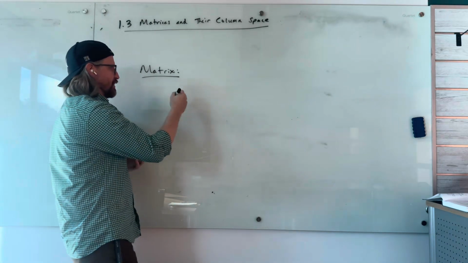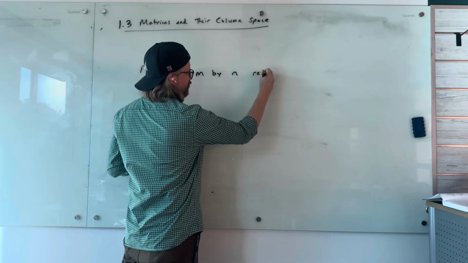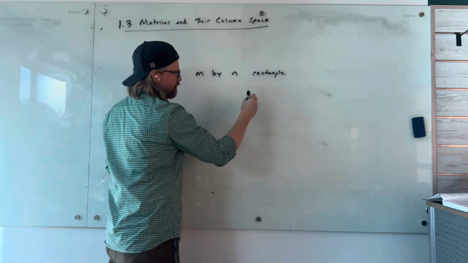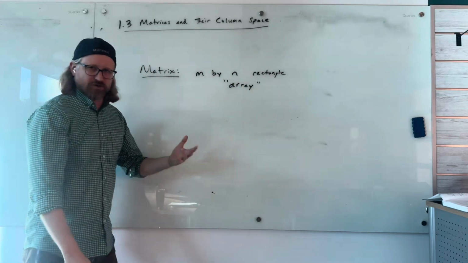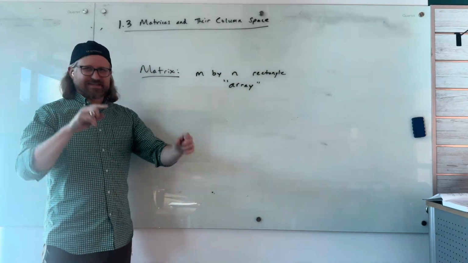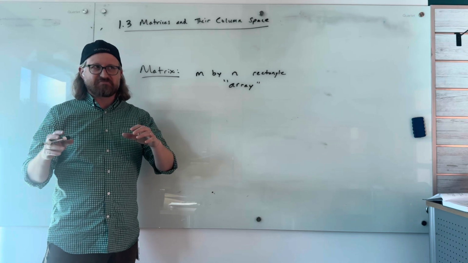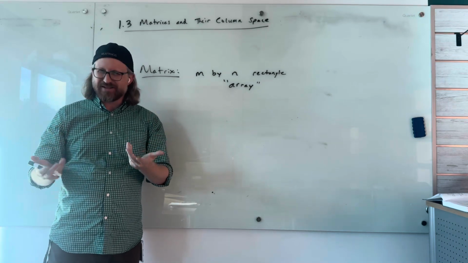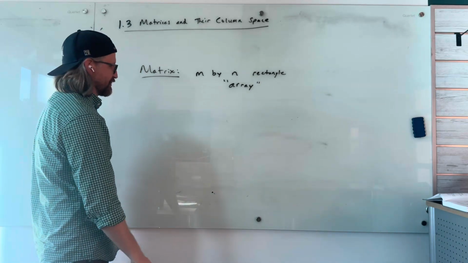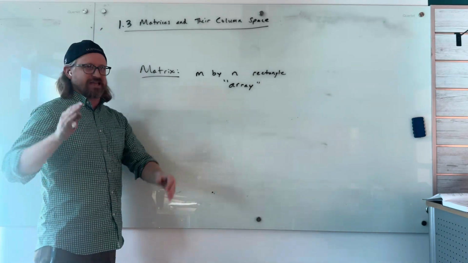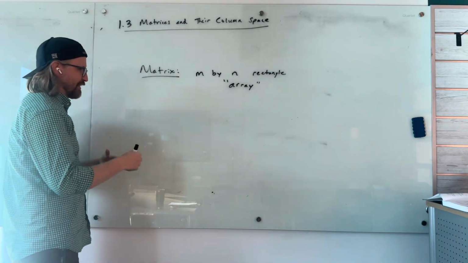But more specifically, you can think about a matrix as an M by N rectangle. You can also think about it as an array, which is another terminology you see, especially in computer science. It's data placed specifically, kind of prettily, so that all of the entries are in lines and organized like so.